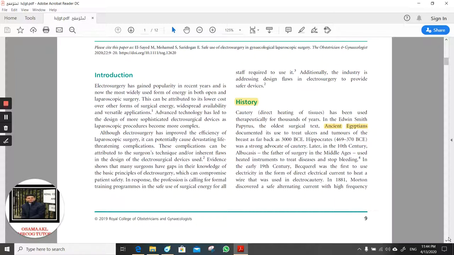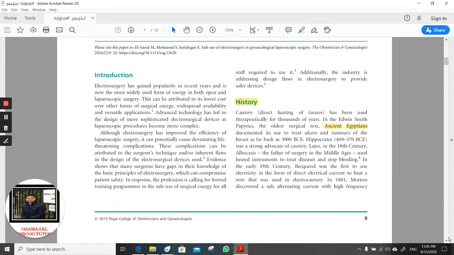So how does diathermy heat the tissue? When you apply the diathermy instrument on the tissue, it leads to vibrations and movement of electrolytes in the tissue. That's why the tissue will start to become hot. The instrument itself is not hot, but the effect on the tissue is a heating effect.